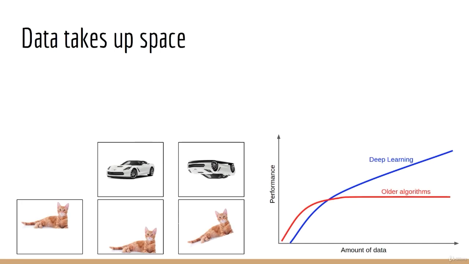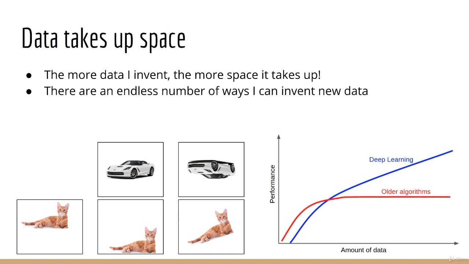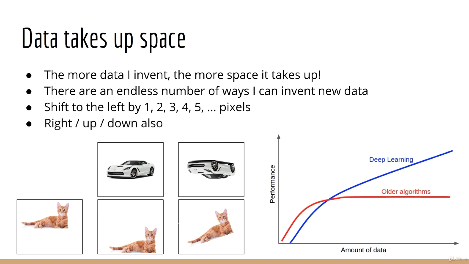Now, here's one problem with this approach. Data takes up space. So the more new data I invent, the more space it takes up. And on top of that, there are an endless number of ways I can invent new data. I can shift the image to the left 1 pixel, 2 pixels, 3 pixels, 4 pixels, 5 pixels, and so forth. And I can also go in the other direction. I can also rotate 1 degree, 2 degrees, 3 degrees, and so on. Do I really want to store all these combinations on my hard drive? Probably not. Also, Google Colab probably wouldn't have space for that anyway. So what can you do?